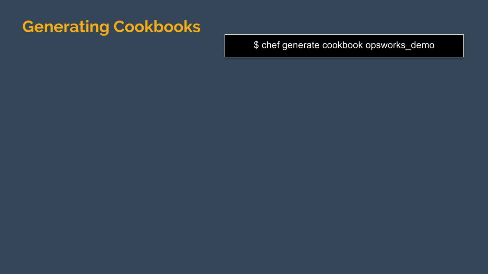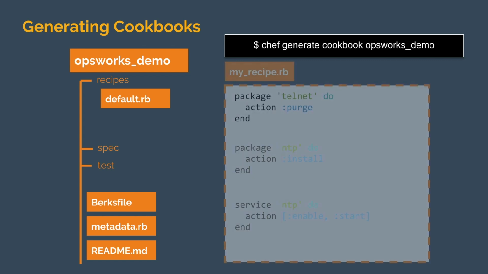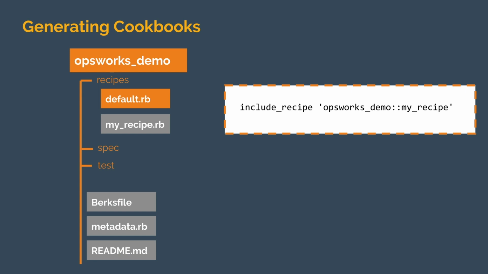When we run the chef generate cookbook command, it will create a number of directories and files. For now, we're just going to concern ourselves with the recipes directory, which will contain a default recipe which defines the OpsWorks Demo cookbook's default behavior if no other recipes are specified. We can add to this the recipe we created earlier, so that our recipes directory will contain both a default.rb and a myrecipe.rb. Once this is done, our default recipe need only include that recipe. By including recipes in this way, we can alter the default behavior of our cookbooks as we add or remove recipes from them.